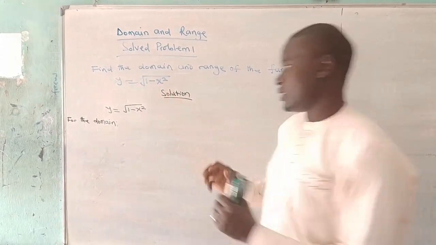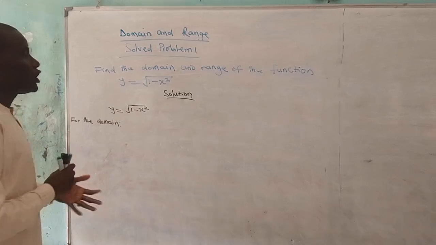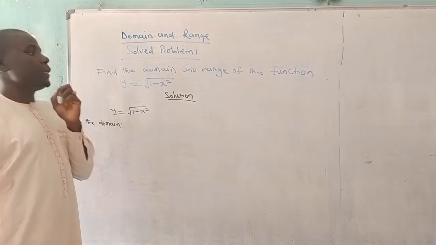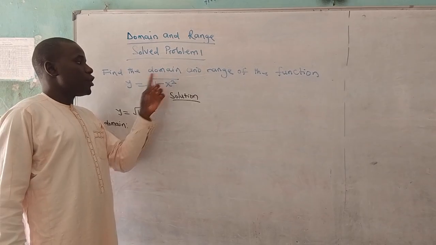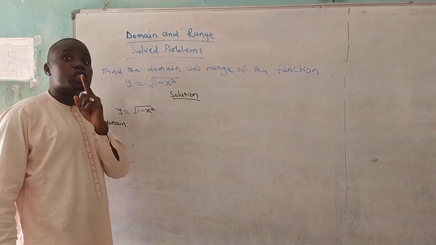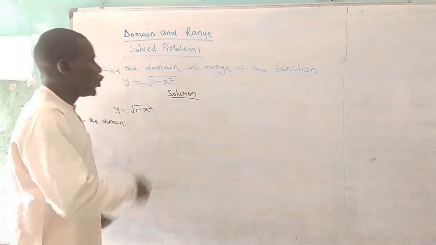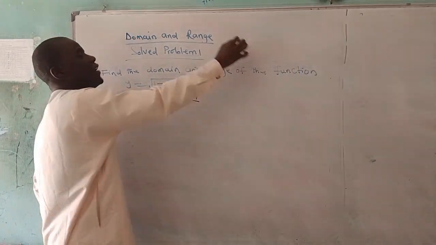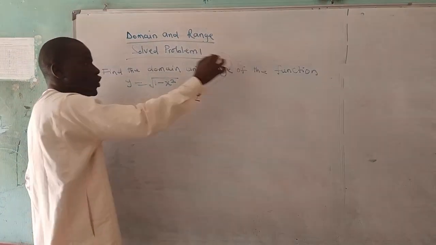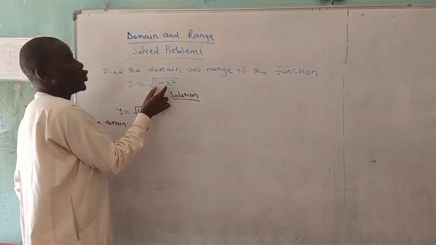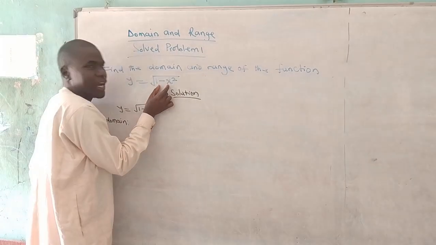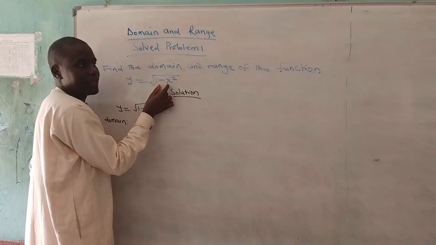But let's stop this one and see. Okay, we are asked to find the domain and the range of this function. As you can see, this function has a square root. So in this case, to find the domain of this function, we must find all the set of values of what? X, for which this number under the square root is positive.